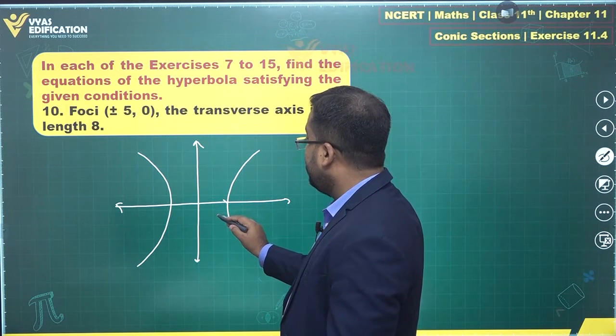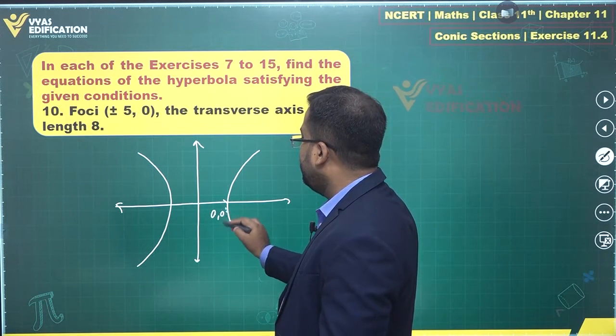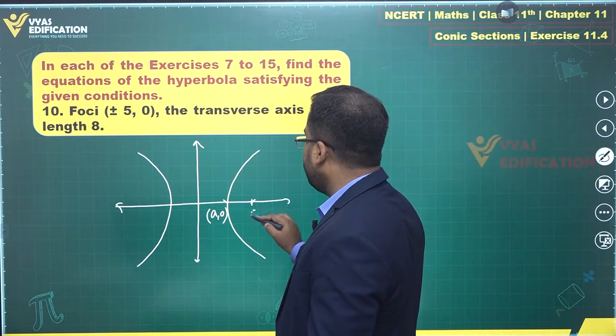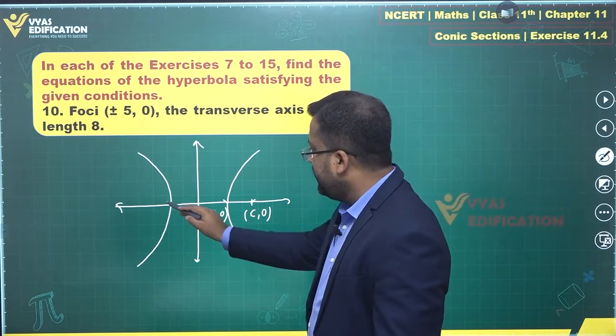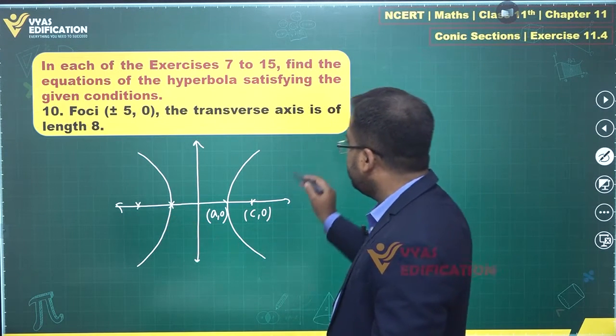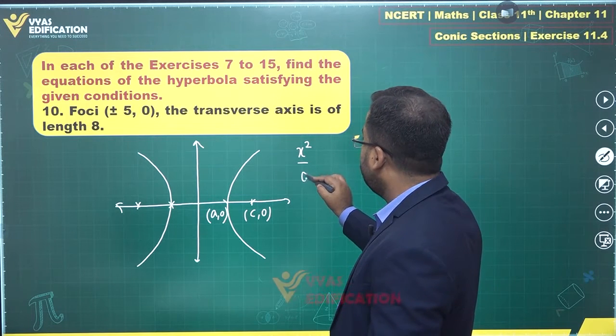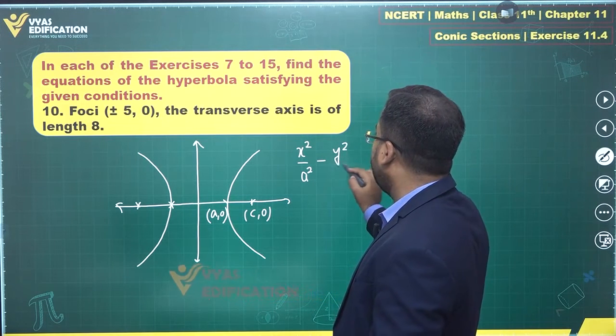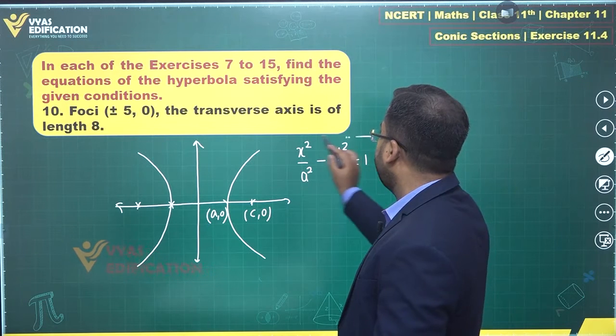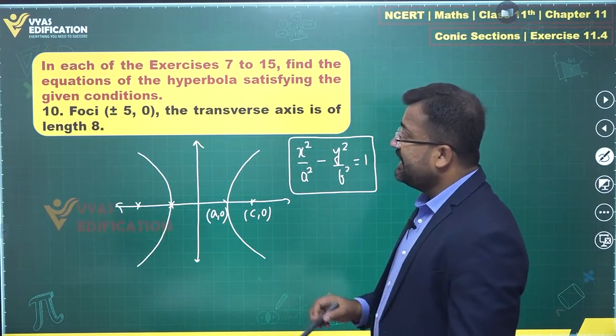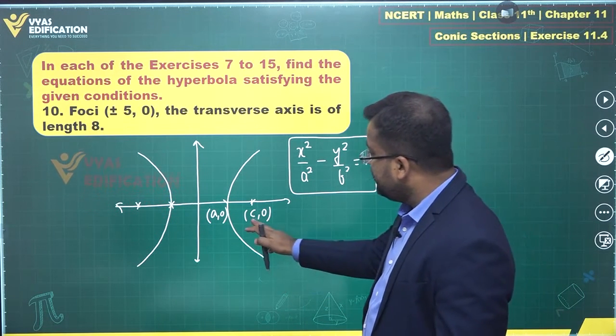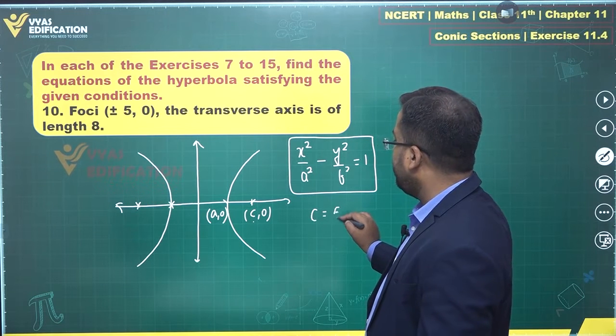Okay, this point is a, 0. This point is c, 0. And similarly, you have minus a, 0, minus c, 0. The equation is x square by a square minus y square upon b square is equal to 1. What all is given other than that? Foci at plus minus 5 comma 0 tells me that C is equal to 5.